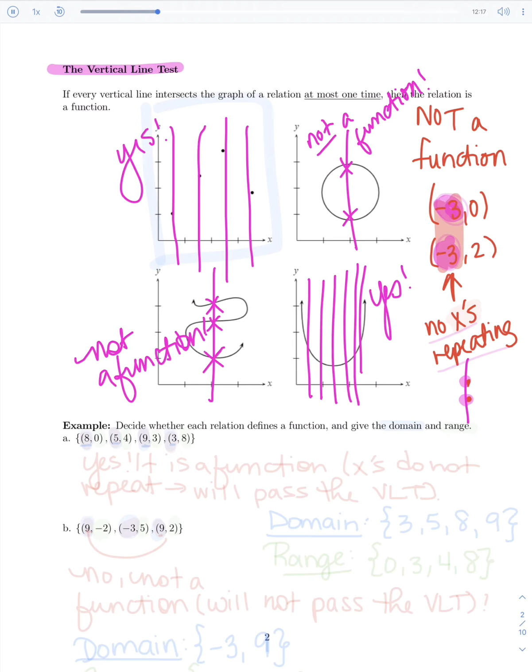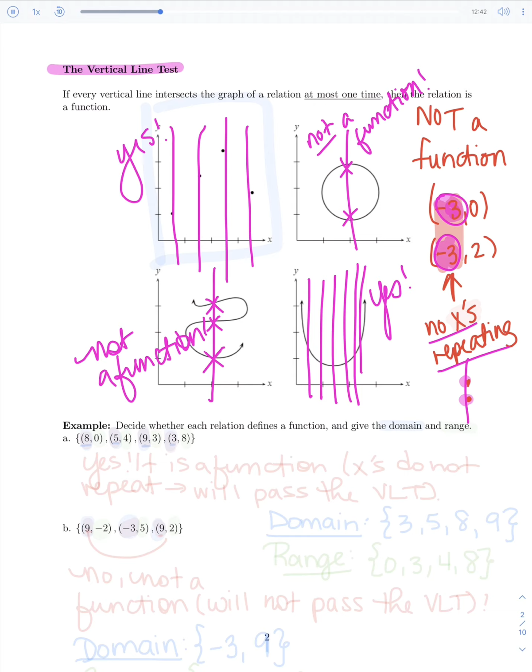Again, as a summary, what that's looking for is to see whether or not something is a function. And it does that by seeing if a vertical line hits your graph more than once. If it hits your graph more than once, it's not a function. If it doesn't, it is. The other way to look at this is to look for whether or not you have repeating x's. That does the same thing as well.